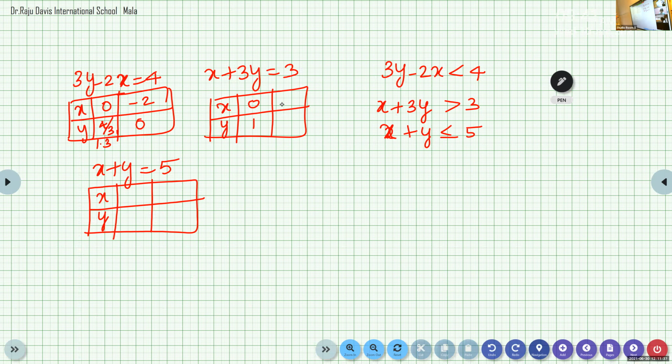We want to find the region. Is it above the line or below the line? Shubham, tell me, what about the region? Is it above the line or below the line?